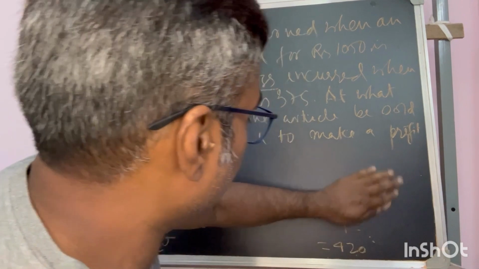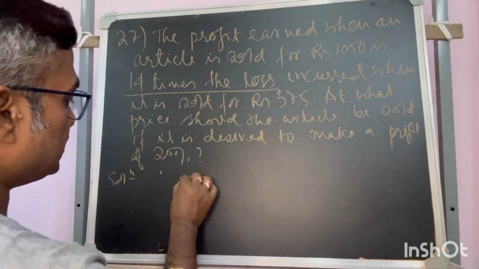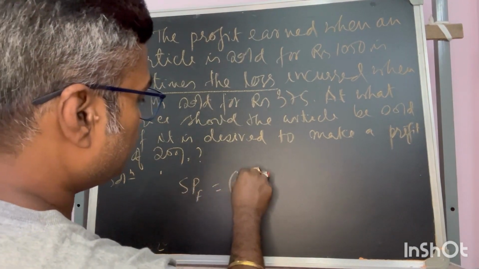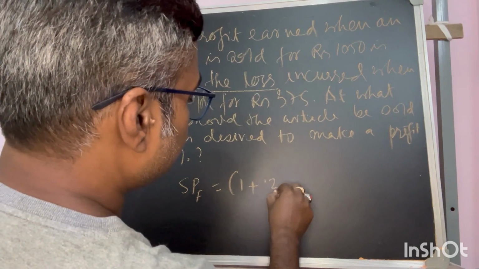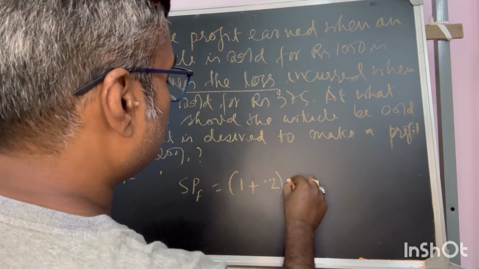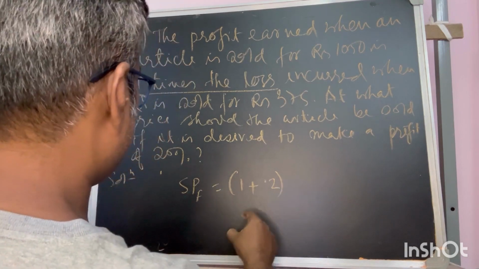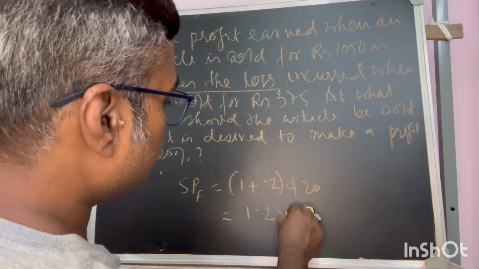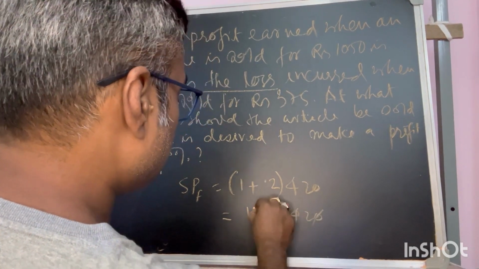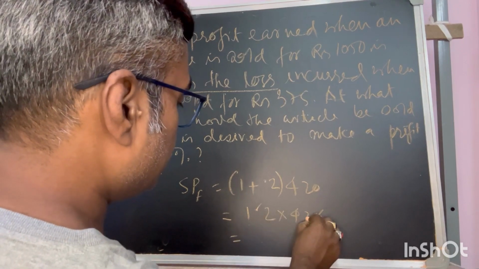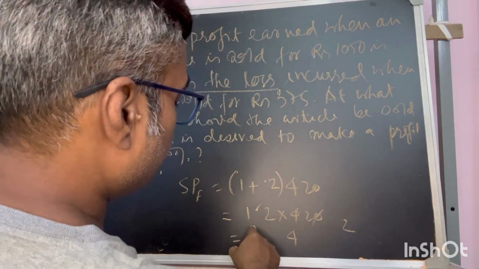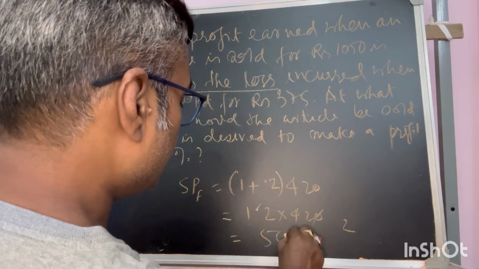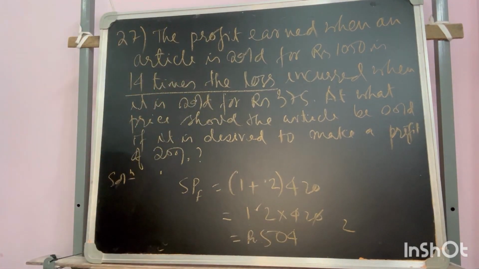Now making a profit of 20%, what will be the selling price? The final selling price will be 1 plus 20% profit, that means 1.2 into CP, which is 420. So 1.2 into 420 is 504. This will be the selling price. Yes, so this is the answer.